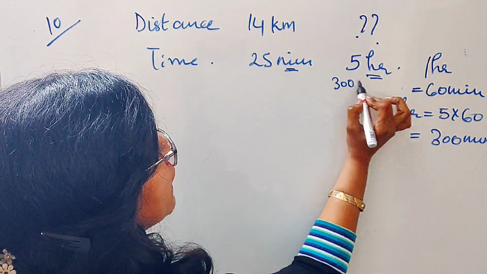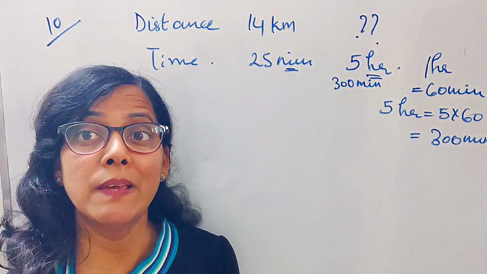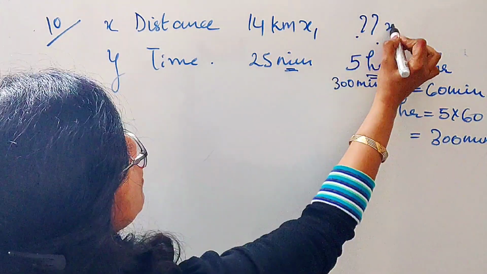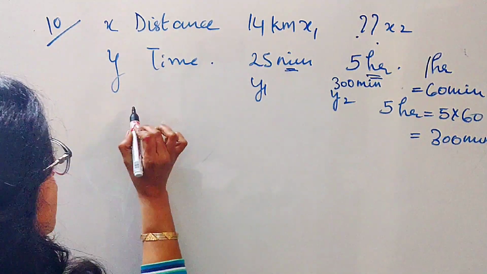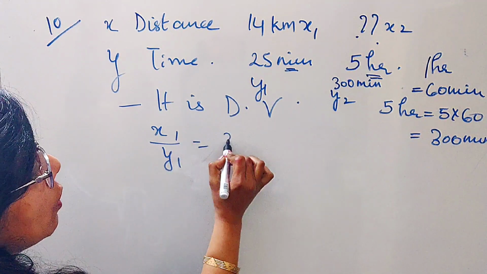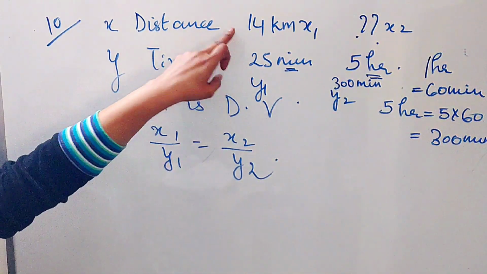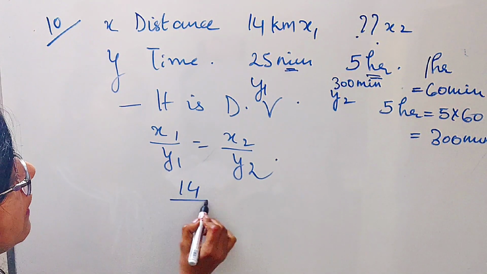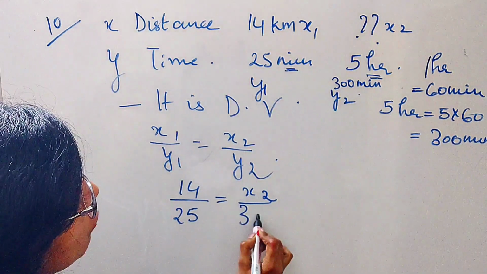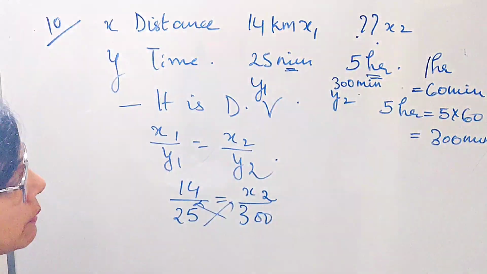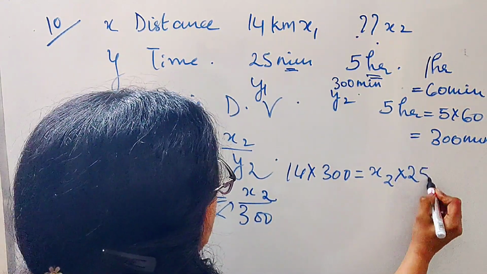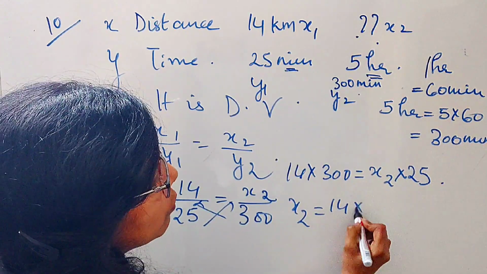Now continue the question in the same way we have done all the questions in this exercise. This will be x, this will be y, x1, x2, y1, y2. Now write down this is direct variation, and then the formula x1 upon y1 is equal to x2 upon y2, and then x1 is 14 upon y1 is 25. x2 we have to find out, and y2 is here now 300. Don't take 5 hours, write down 300. Same method, cross multiplication. This will become 14 into 300 is equal to x2 into 25, and x2 will be 14 into 300 divided by 25.